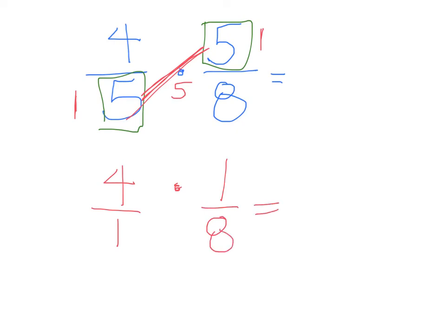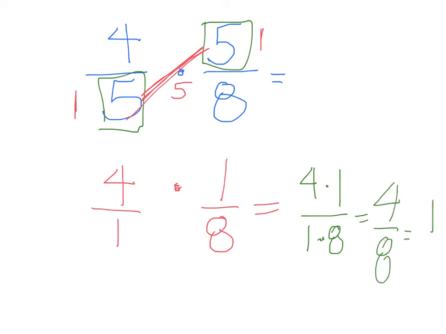And then we would, again, multiply our two numerators over our two denominators. So we have 4 times 1 over 1 times 8. And we end up with 4/8, which we know we can reduce down to 1/2.